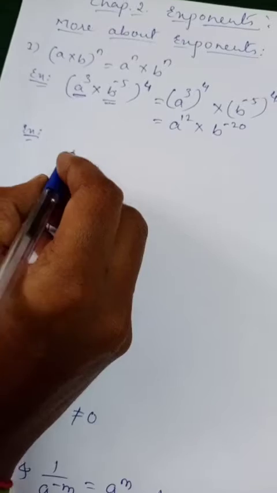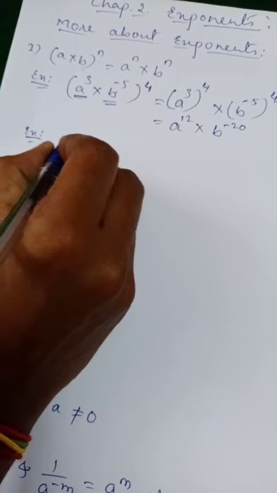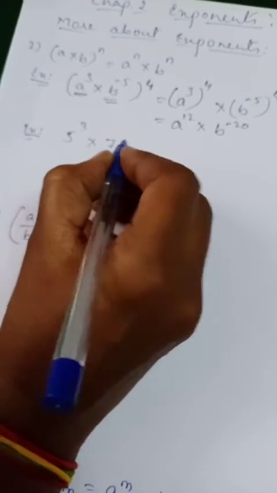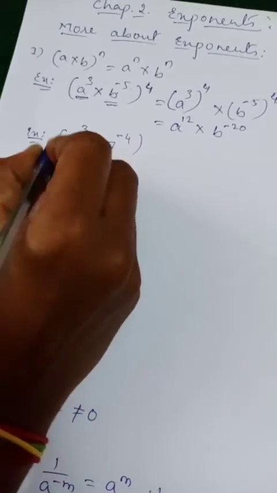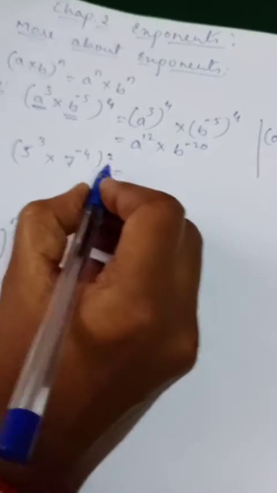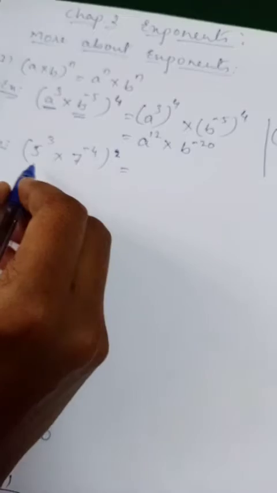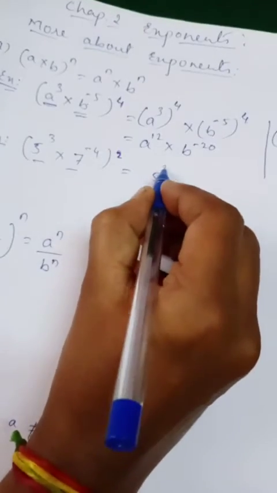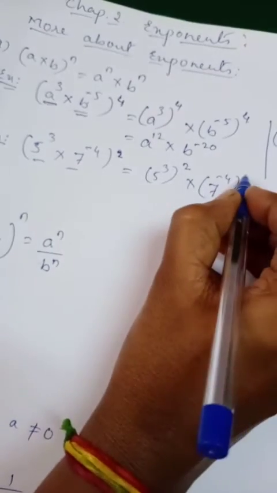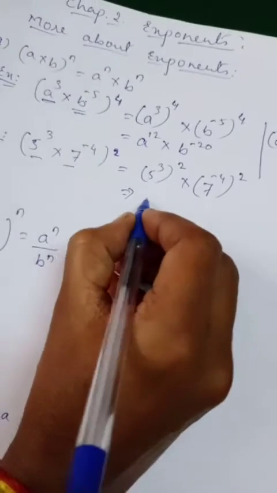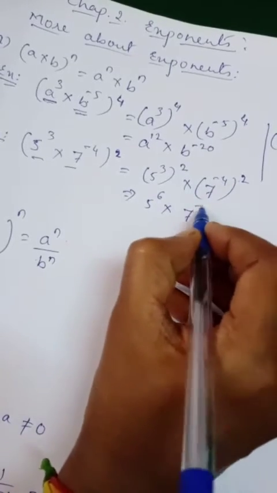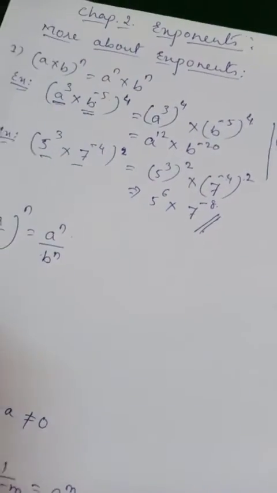I'll take one example: (5^3 · 7^-4)^2. You have to apply the power 2 to each term, that is (5^3)^2 into (7^-4)^2. That implies 5 to the power 6 into 7 to the power minus 8 is the answer.